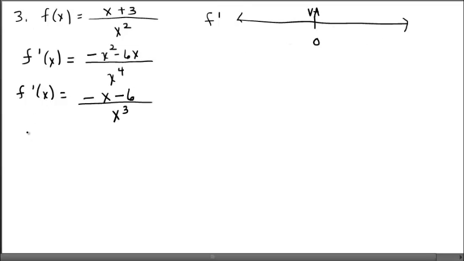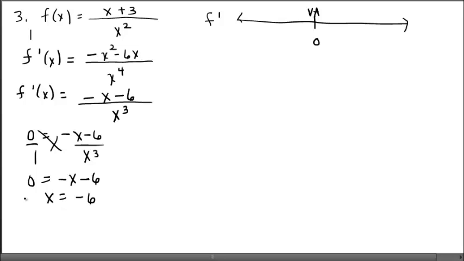All right, now let's locate critical numbers where the derivative equals 0. Okay, where does the derivative equal 0? Well, you can do cross products. You're going to get 0 equals the numerator. So it's always the numerator equals 0. Add 6. So x equals negative 6. All right, so our only critical number occurs at negative 6.